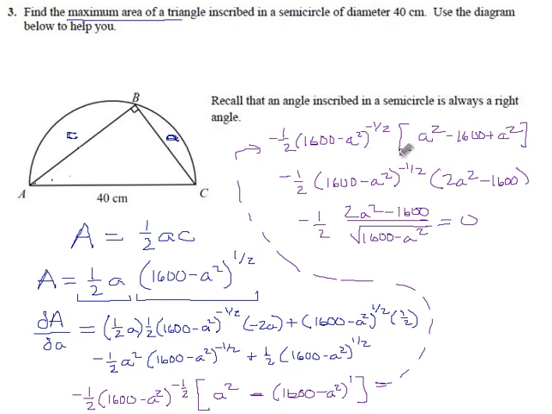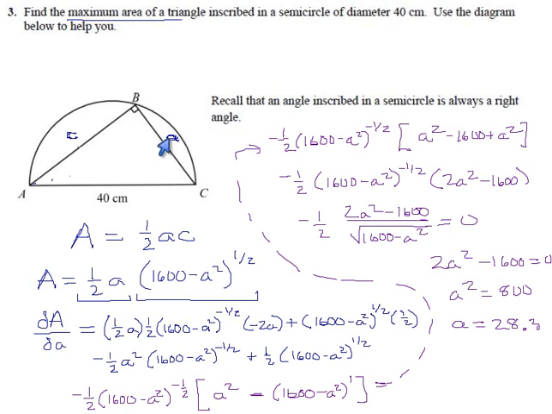Now if you go to solve this, the obvious place to start is multiply both sides by the denominator. And when you do that, it simplifies a bunch. You get 2a squared minus 1600 equals 0, which means a squared equals 800, which means a is like 28.3, I seem to remember. Yeah, a is 28.3.